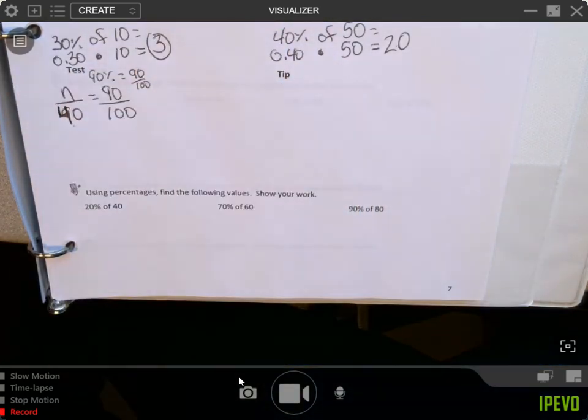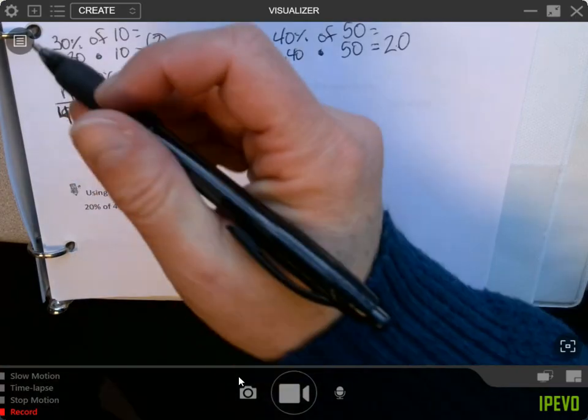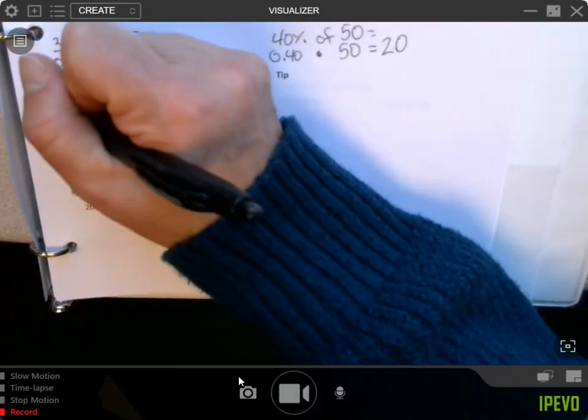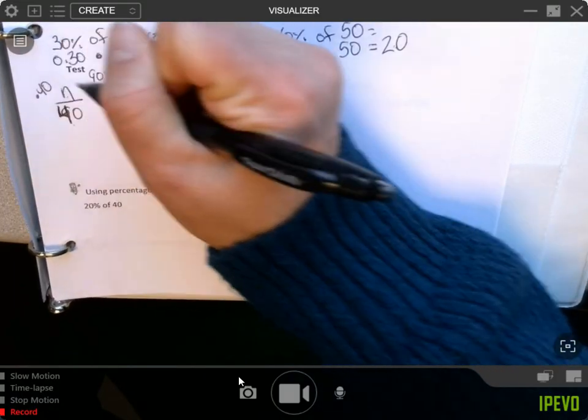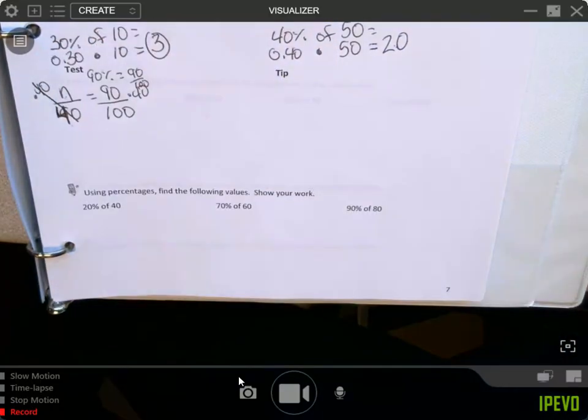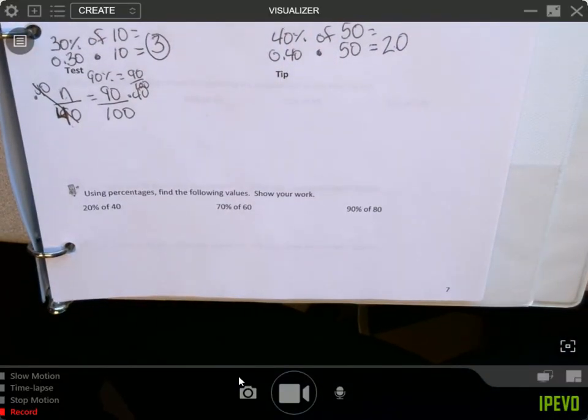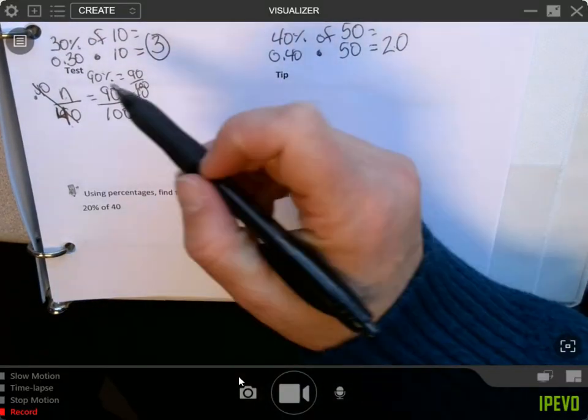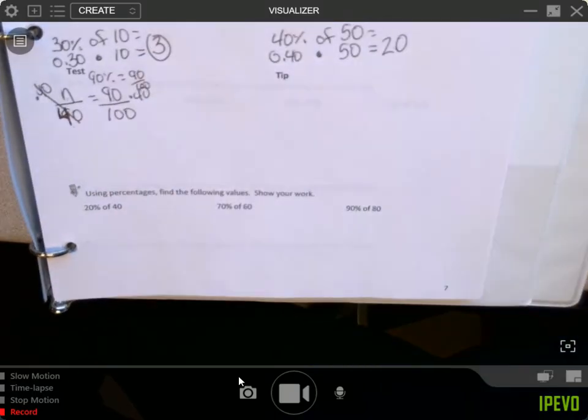What am I going to multiply both sides by? Bridget? 40, because I'm dividing by 40 here. So I'm going to multiply by 40. Multiplying and dividing by the same number cancels each other out. What is 90 times 40?